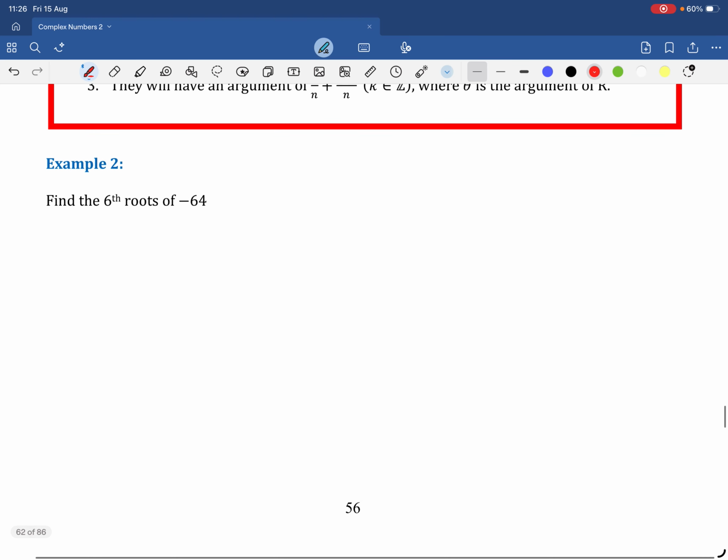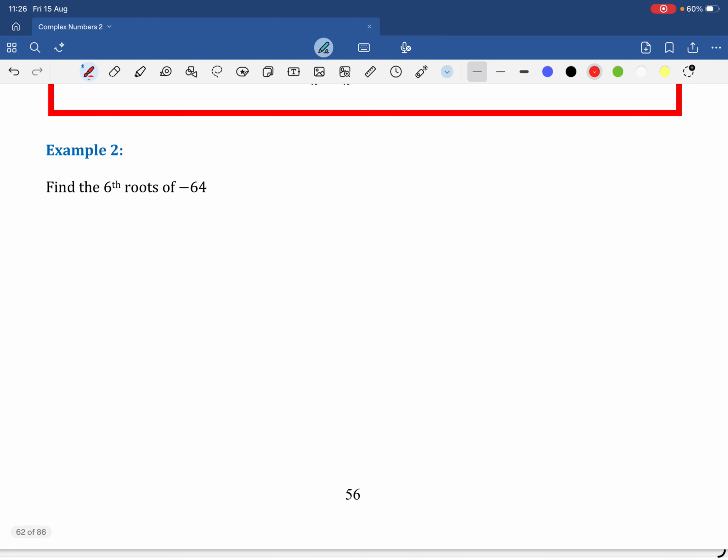So find the 6 roots of minus 64. In other words, we're finding the solutions to this equation here. Now we're going to use the trick that I just taught you. We're not going to try and factorize this, which would take us a long time.